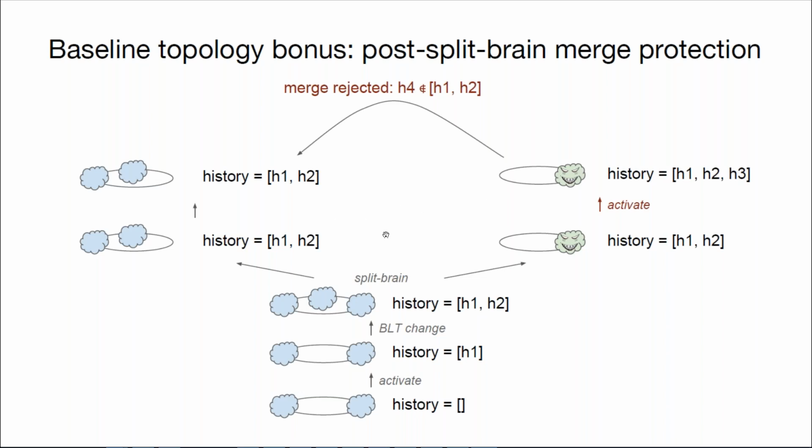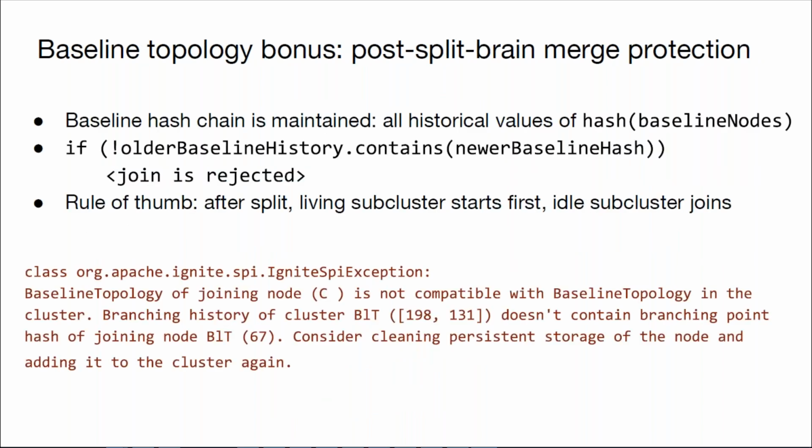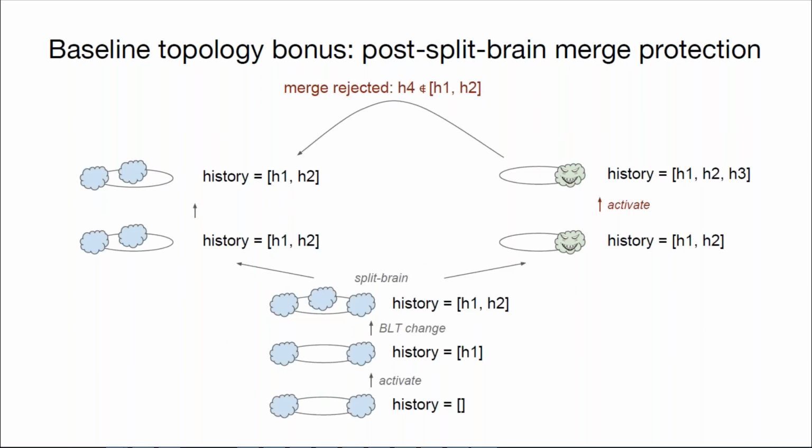Then if the network connection reappears and we try to join the evil cluster to the good one, its merge will be rejected because the head of the hash chain is H3, so here actually it should have been H3, not H4, because H3 is not contained in the hash chain of the living cluster. So such a merge will be rejected, and you will see the following message. It's good that such a merge is rejected, because such a merge can't make the situation any better. Such a merge can only bring conflicting updates.